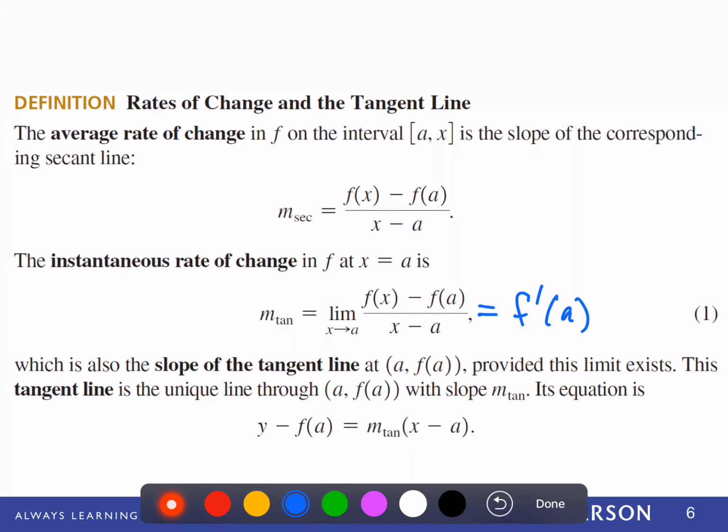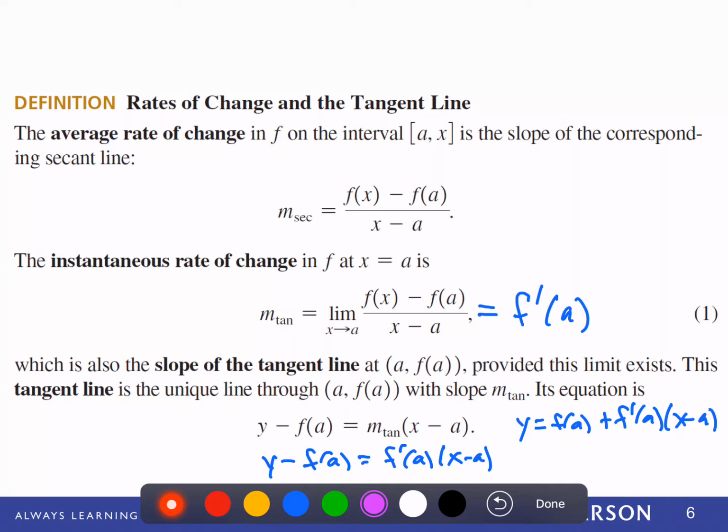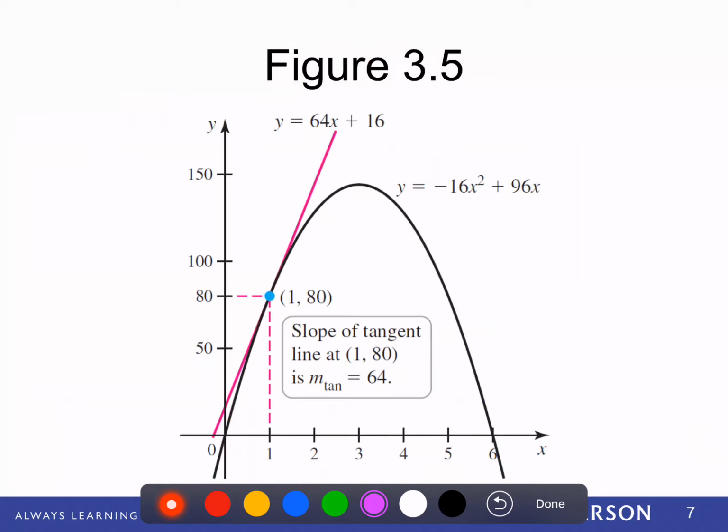That is the slope of the tangent line at the point x equals a. So this can be written at the bottom as y minus f of a equals f prime of a times x minus a, or as I prefer it, y equals f of a plus f prime of a times x minus a. This here is the equation of the tangent line at the point a comma f of a.